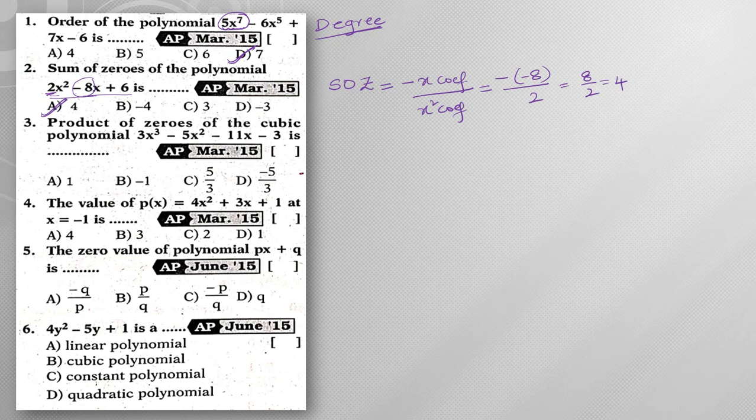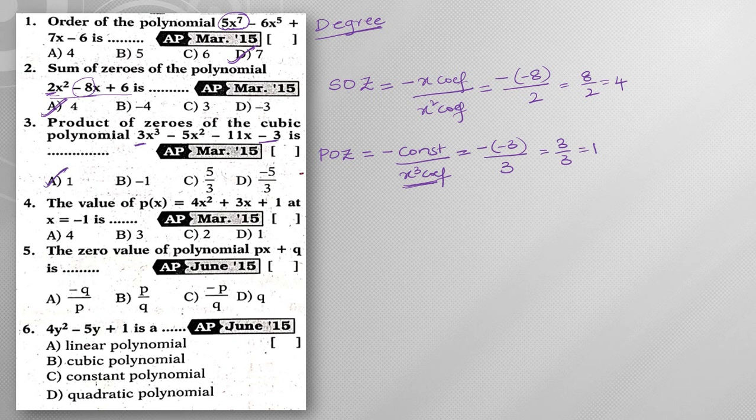Next, the product of zeros of the cubic polynomial. Since it is a cubic polynomial, the product of zeros is given by minus constant term by x cube coefficient. Always in the denominator you will have the highest power coefficient, right? Minus of minus 3 divided by the x cube coefficient, which is 3. This can be written as 3 divided by 3, which is equal to 1. Hence my answer is 1.